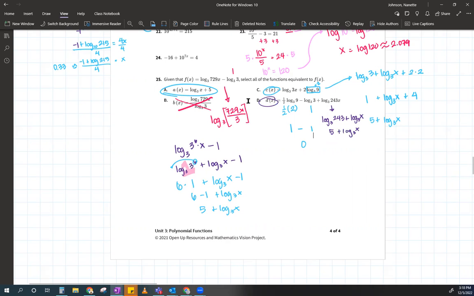Okay. So all your answers were A, C, and D because all three of these simplified to this thing. All right, beautiful.